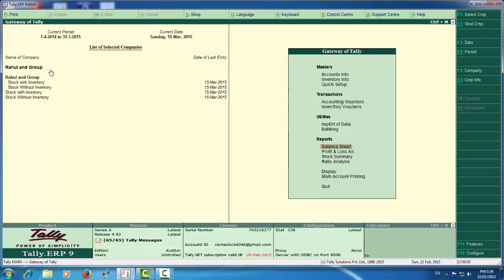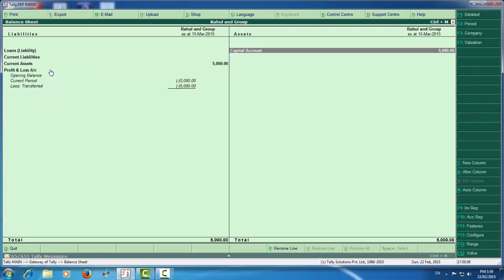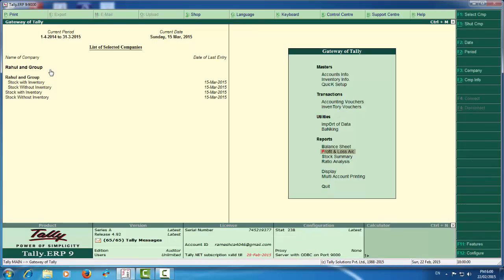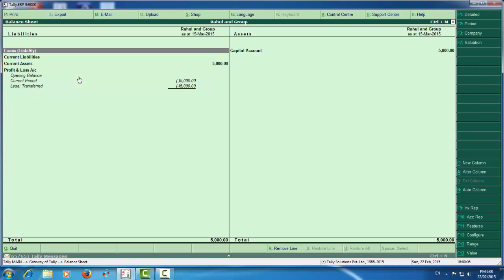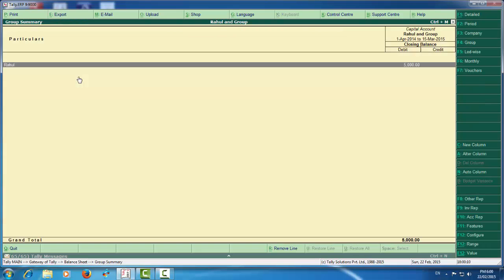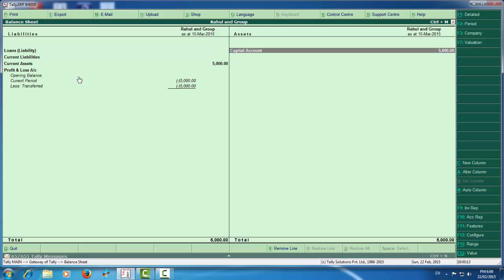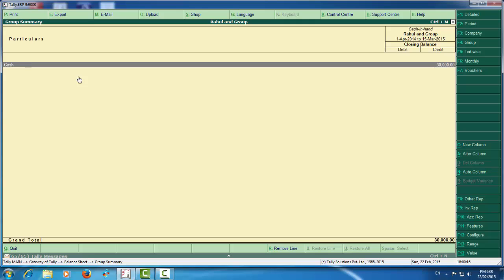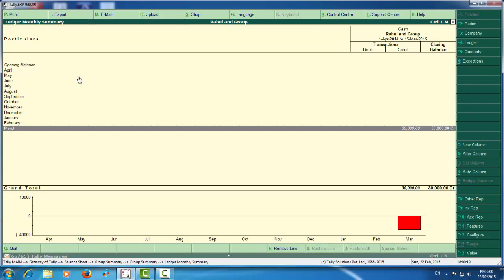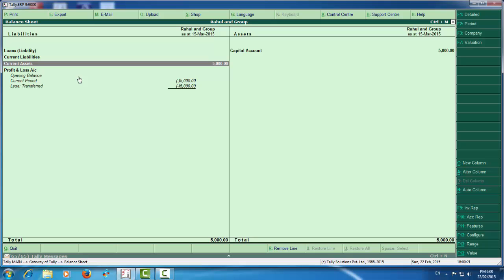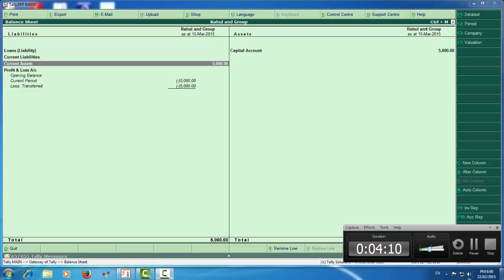In that you can see that there is net 5,000 capital, and in current assets you can see there is 5,000 cash. Both the companies have merged and the net balance is showing in Rahul and Group company. This is the way you can merge both the companies in one group company. Thank you very much.